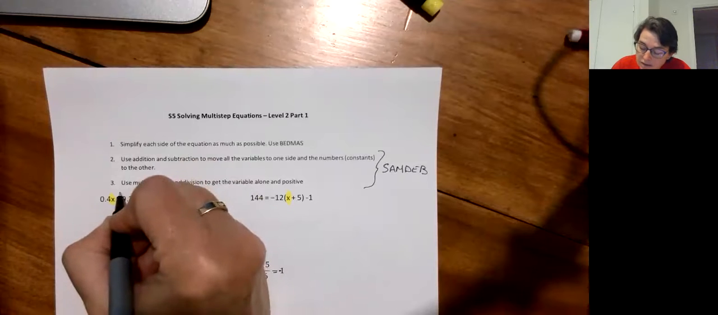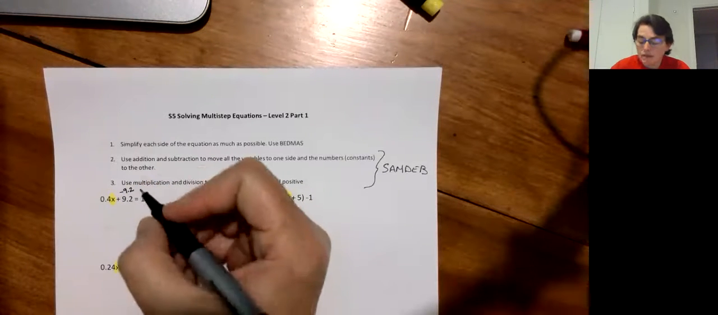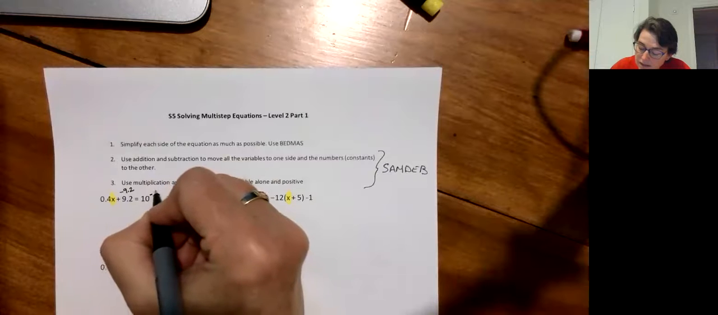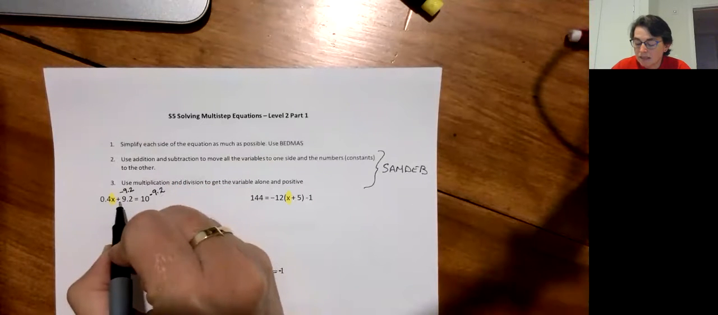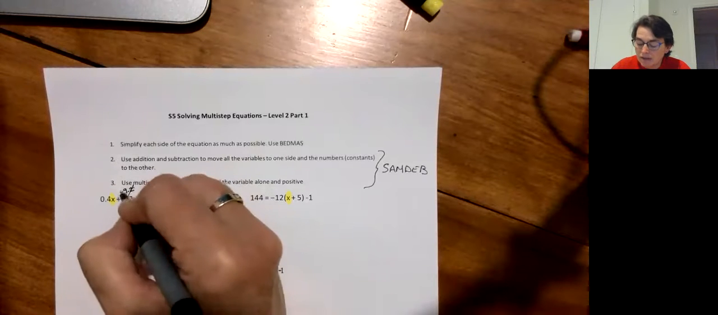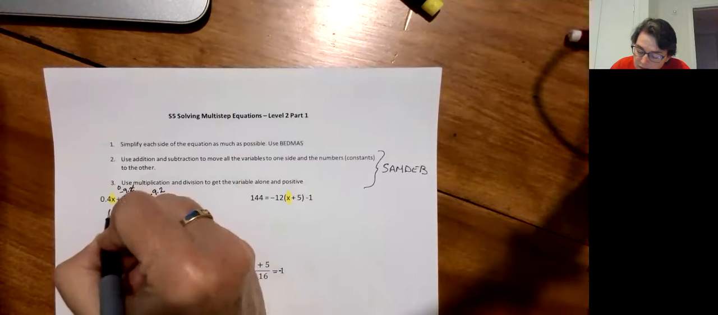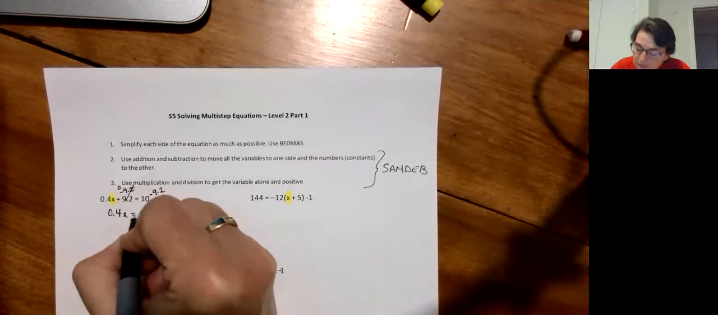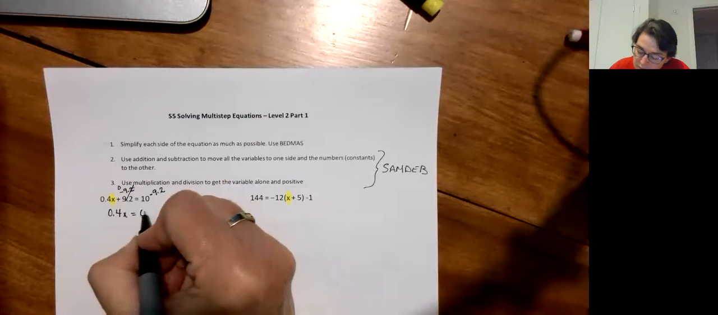So I'm going to use the inverse. So I'm going to subtract 9.2. And whatever I do to one side of the equation, I need to do to the other. And the reason it works again is because plus 9.2 and minus 9.2 cancels out to 0. So then we have 0.4x is equal to 10 minus 9.2, and that should give me 0.8.